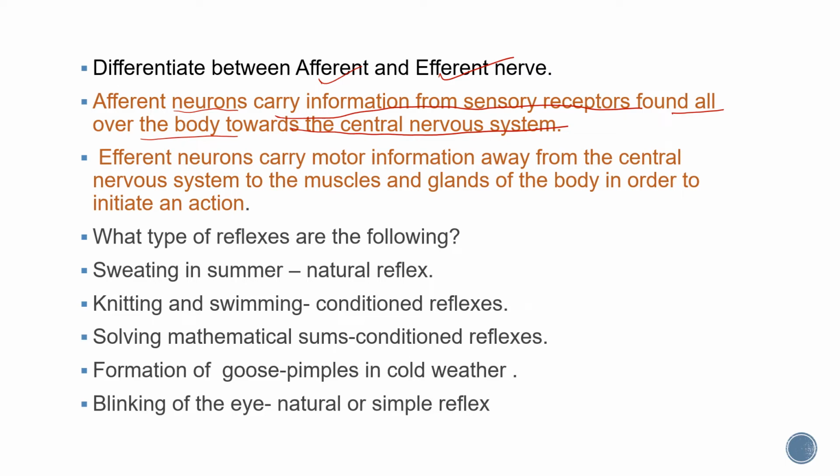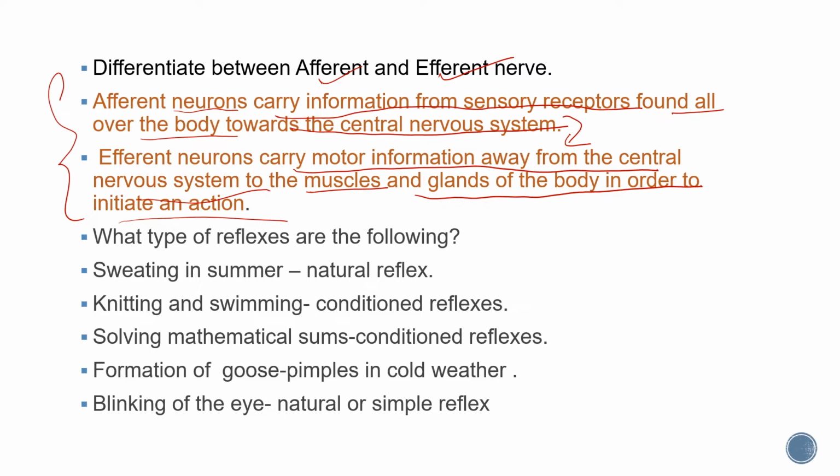And what are efferent neurons doing? They carry the motor information away from the central nervous system to the muscles and the glands of the body in order to initiate an action. So afferent neurons carry information from the sensory receptors towards the central nervous system. The opposite thing is happening here. They carry the motor information away from the central nervous system to the muscles and glands of the body in order to initiate an action. So this is a very important question. Please do write the answer and try to remember the main points.